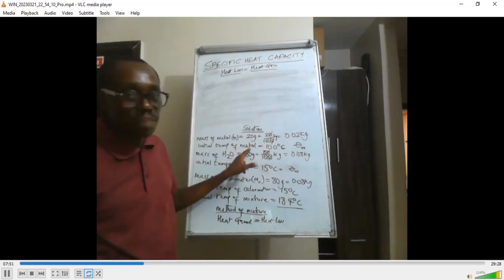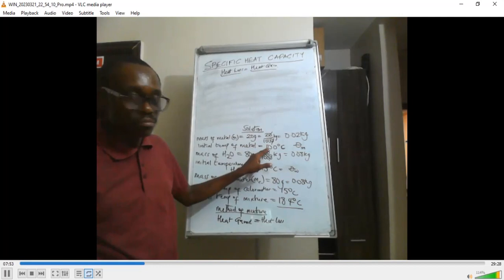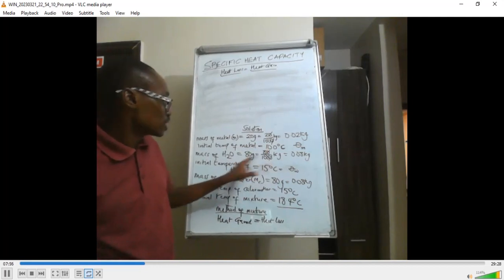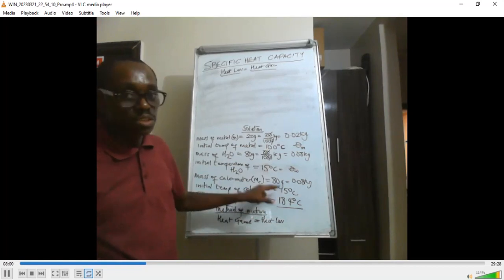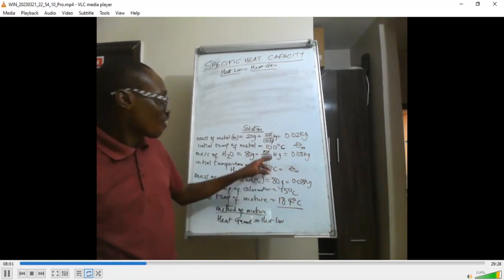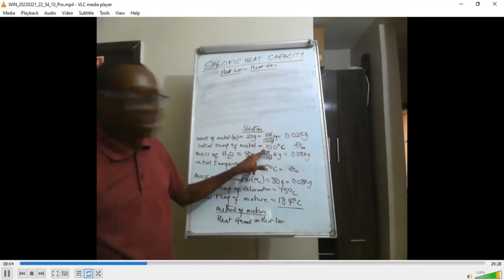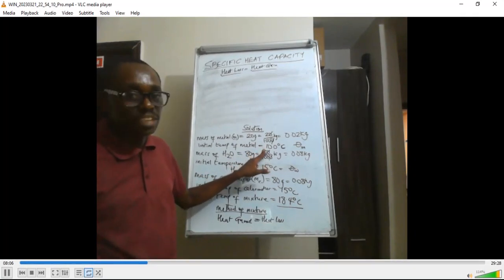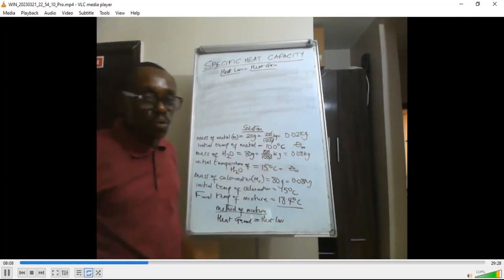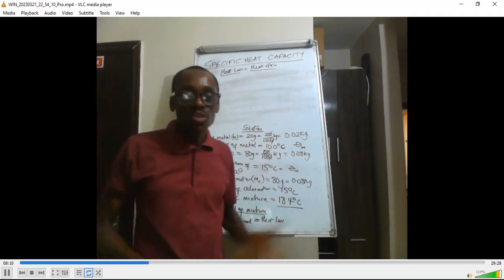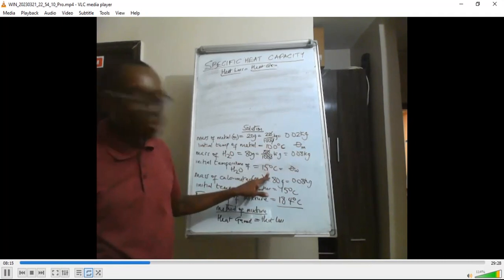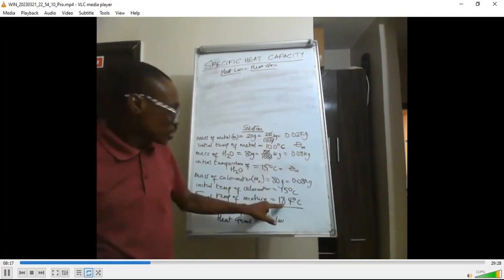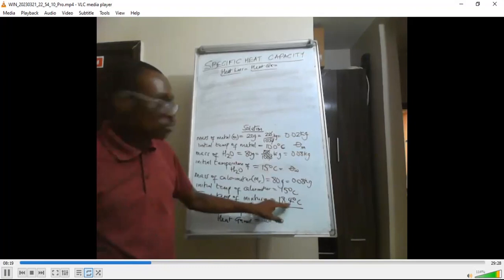The initial temperature of the metal is 100. The initial temperature of water is 15. The initial temperature of the calorimeter is 15, which is lower. So when the metal at 100 degrees centigrade is added to the water in the calorimeter, the water will acquire heat, absorbing it from the metal. Thereby, the temperature will rise from 15 upward to the final temperature of the mixture, which is 18.4.